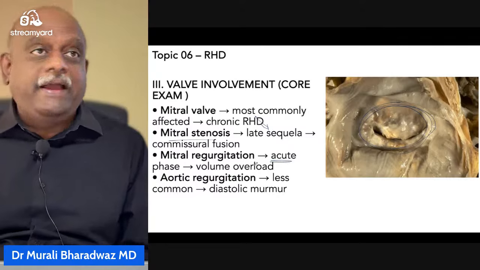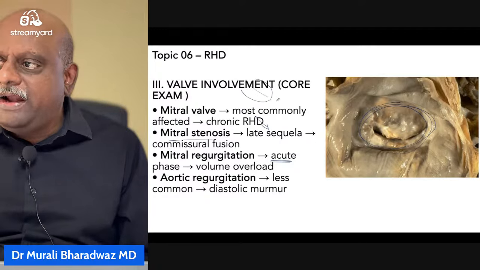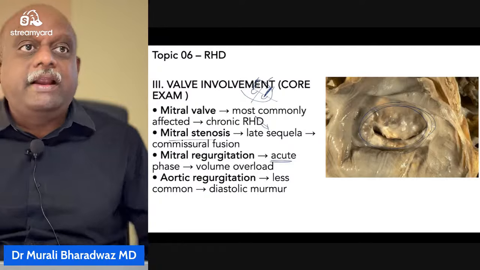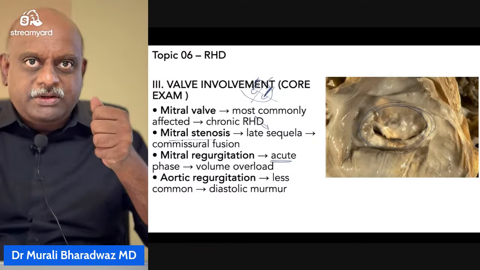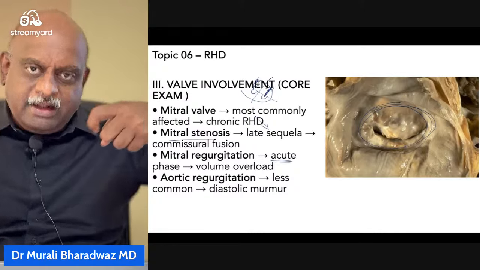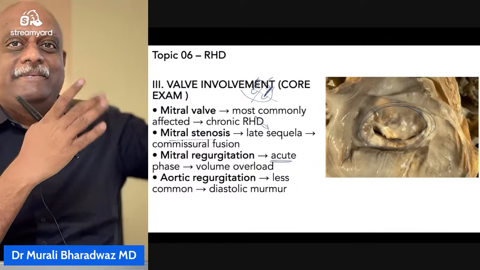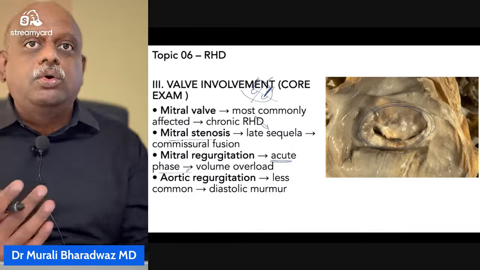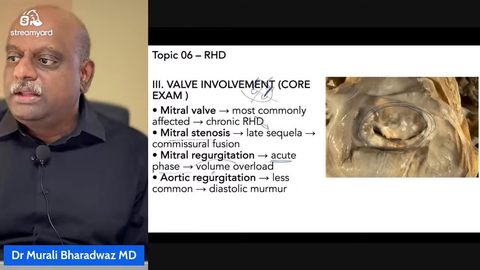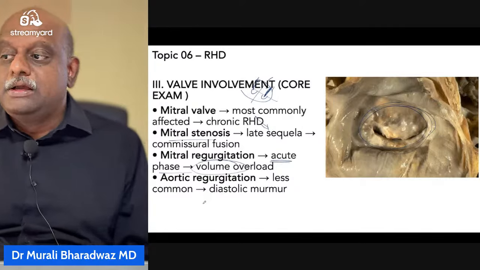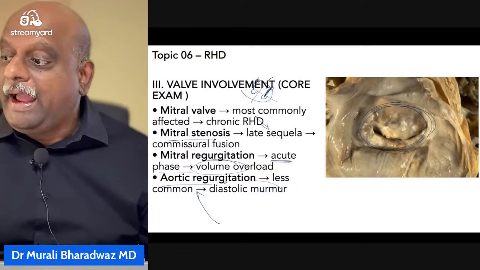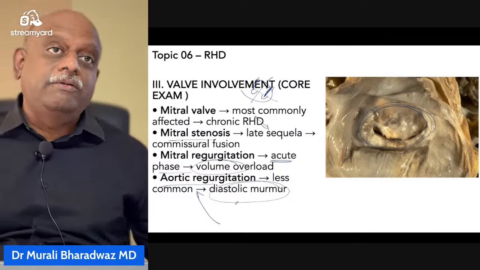But in the acute phase, because of the carditis, the chamber size of the atrium will enlarge. That will make the mitral valve widen. That leads to regurgitation, only acutely. So mitral regurgitation during the acute phase is a feature which occurs because of the underlying carditis, and also that leads to volume overload. Then aortic regurgitation is once more a late sequela, and it leads to development of diastolic murmur.